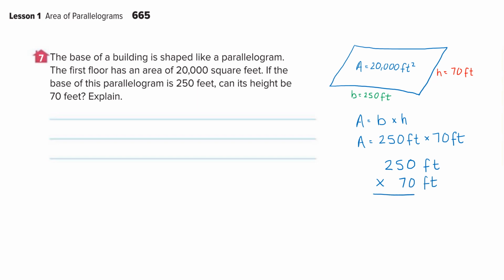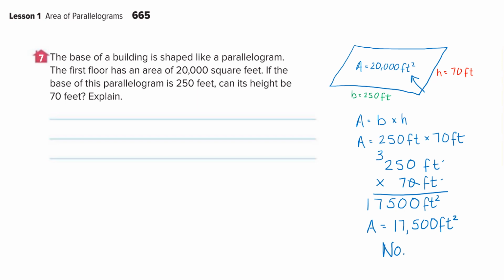You can use a calculator, but sometimes it's nice to practice your math. So we have a 0. 7 times 0 is 0. 7 times 5 is 35. 7 times 2 is 14, 15, 16, 17. Okay, and we have feet times feet, so that's feet squared. So when we plug in those numbers, our area equals 17,500 feet squared. Now our goal was 20,000 feet squared. So no, that does not work.